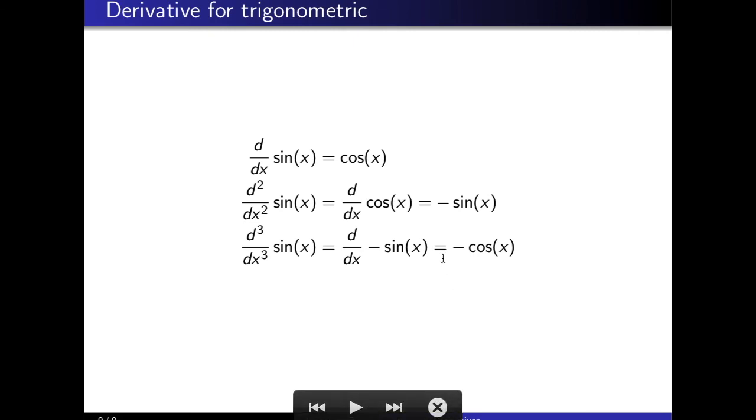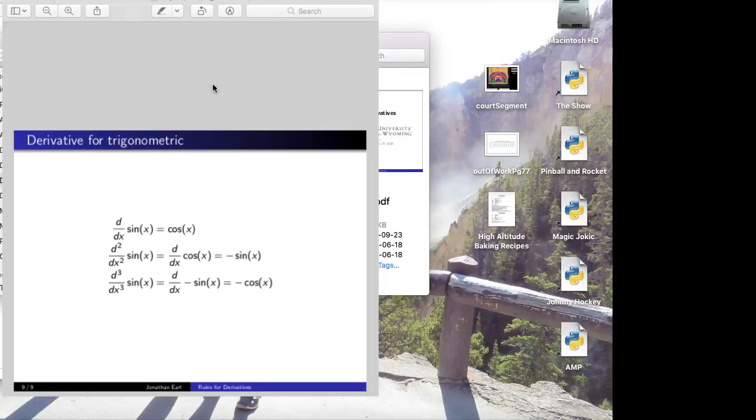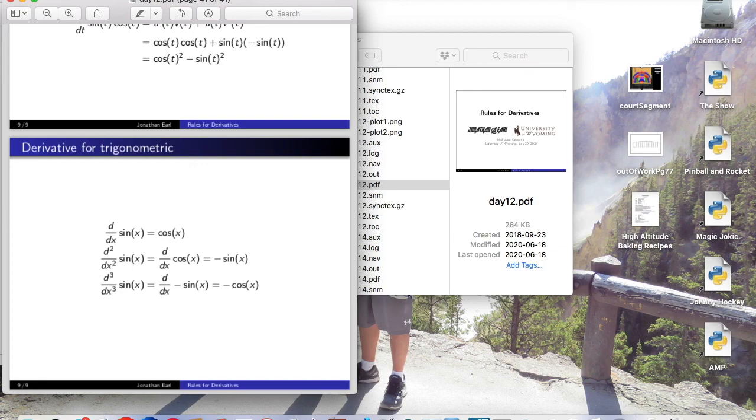Okay, so that gives us a good background on the rules for derivatives. There will be a worksheet on this sitting in the course, so please fill that out and send it to me tomorrow. I will see you in the next video.